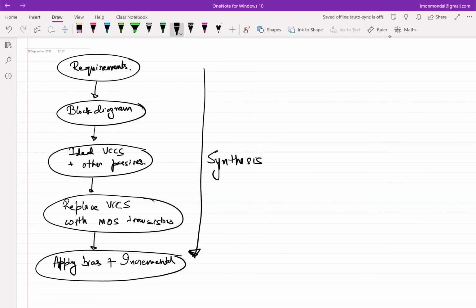But only leaving it here will not suffice. Once you come to the final step, you'll have to go back and see whether the initial requirements are met or not. And not only that, whether in the process of synthesizing you have knowingly or unknowingly hampered the overall functionality of the system, right? So when you do that, you go in this direction, and that is analysis.